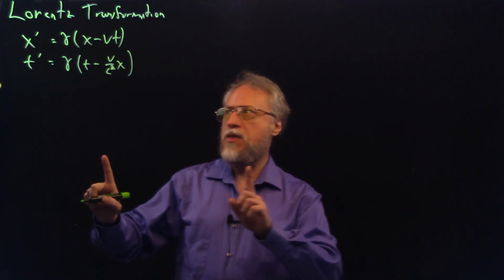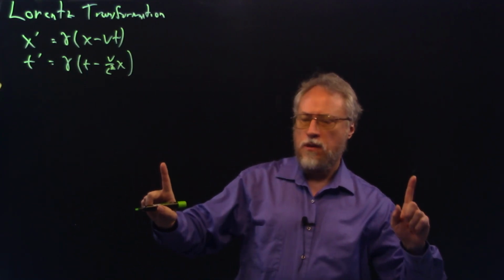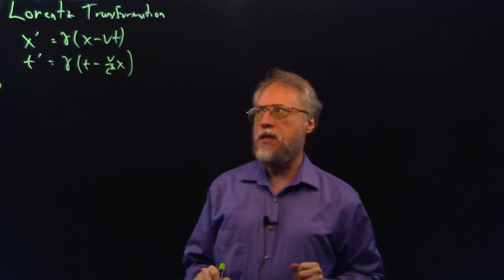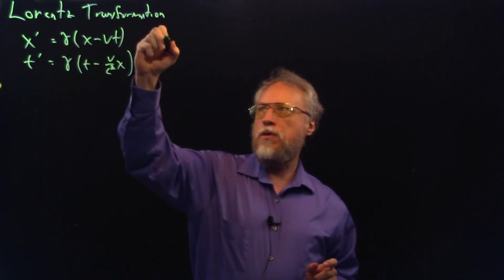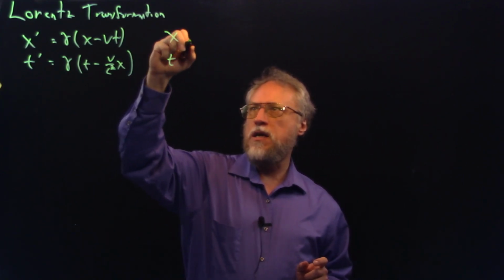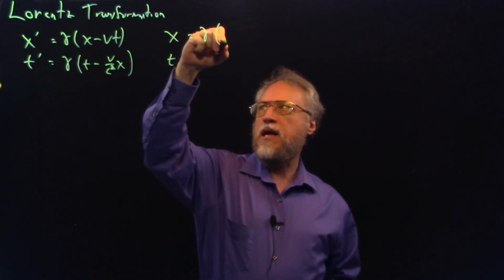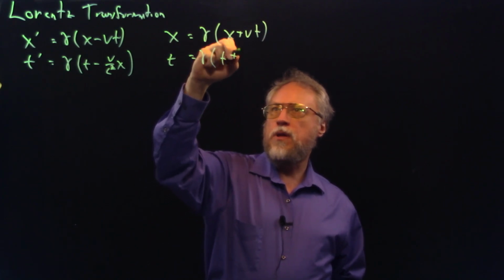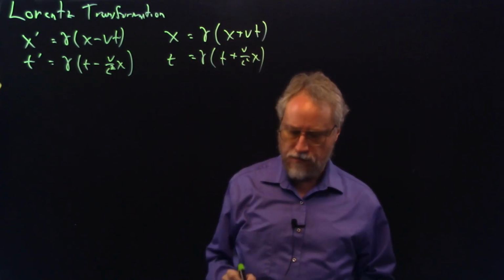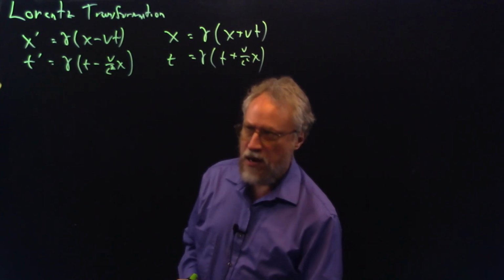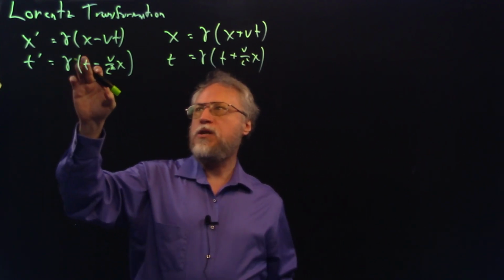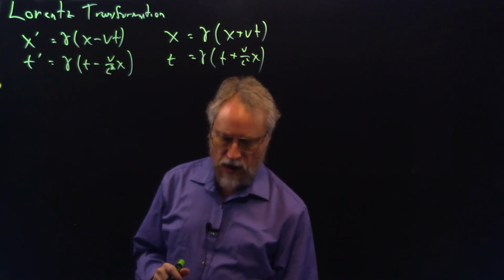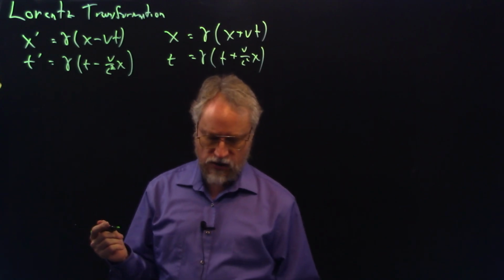Now, if I'm moving to the right with a velocity v with respect to you, it's the exact same thing as you moving to the left with a velocity v with respect to me. So the inverse transformations, x and t, should just be the same thing: gamma (x plus vt) and gamma (t plus v over c squared x). Now, it may not seem quite intuitive that if I just solve for x from that, I'm going to get this. But I can do that and show you that it actually does work.